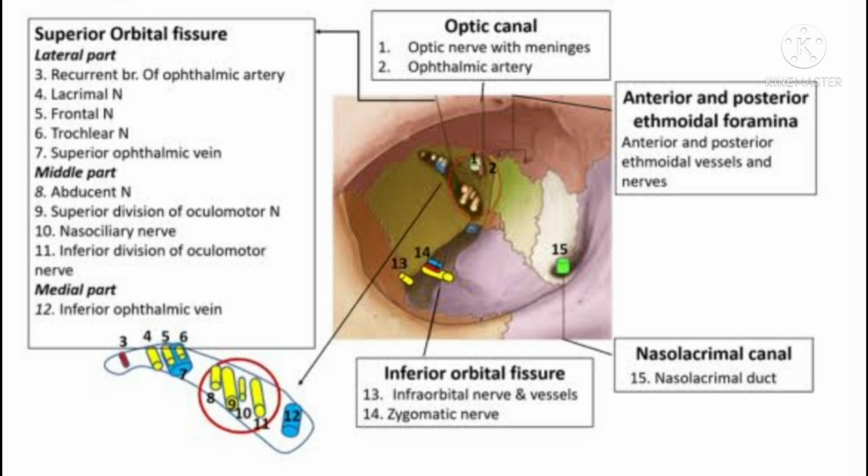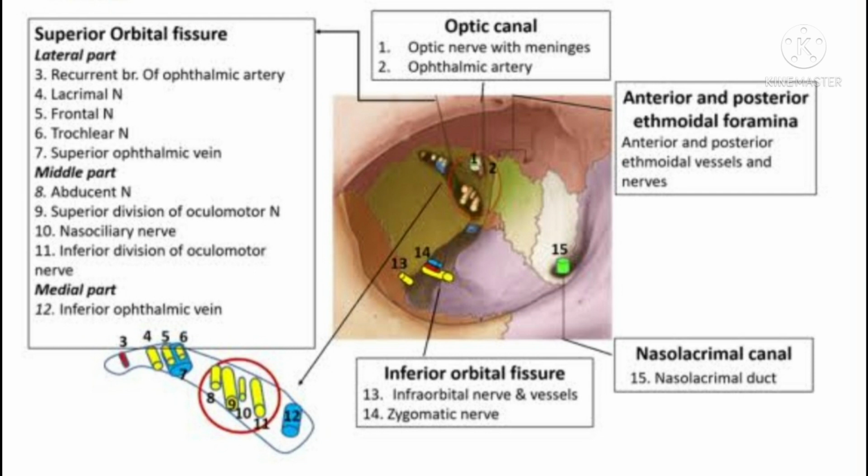First is optic canal. The structures passing through the optic canal are optic nerve with meninges and ophthalmic artery, which is represented by 1 and 2 respectively. Then structures passing through superior orbital fissure, which is a very important topic.